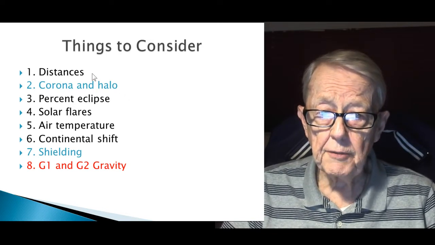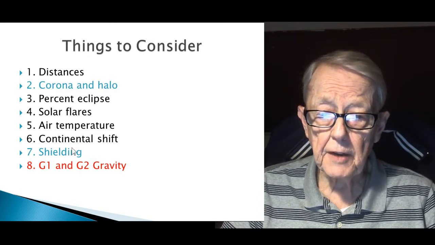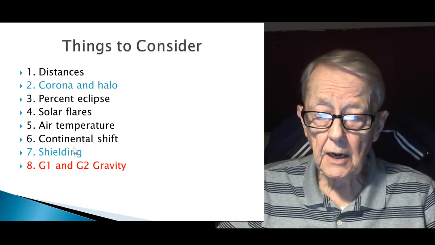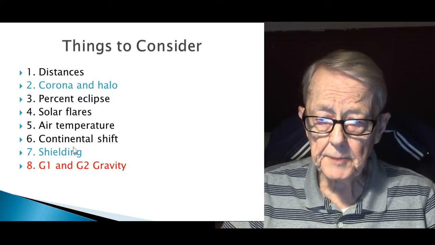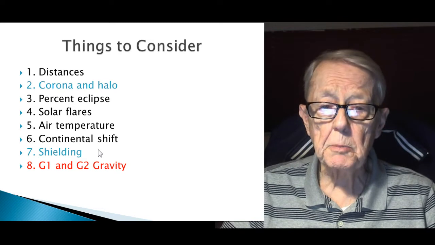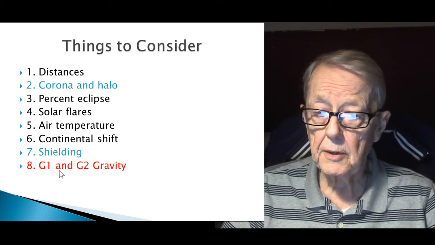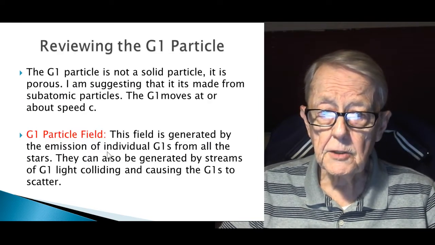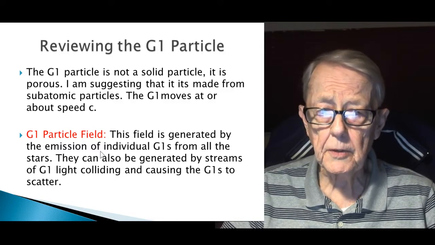In the past, I've used the corona and the halo and shielding, the fact that G1 particles are lost as they pass through an object. I use those two to explain it, and this time I'm going to add the G1 particle and G2 gravity. So I'm going to review the G1 particle for a while. This is a bit of a review first.